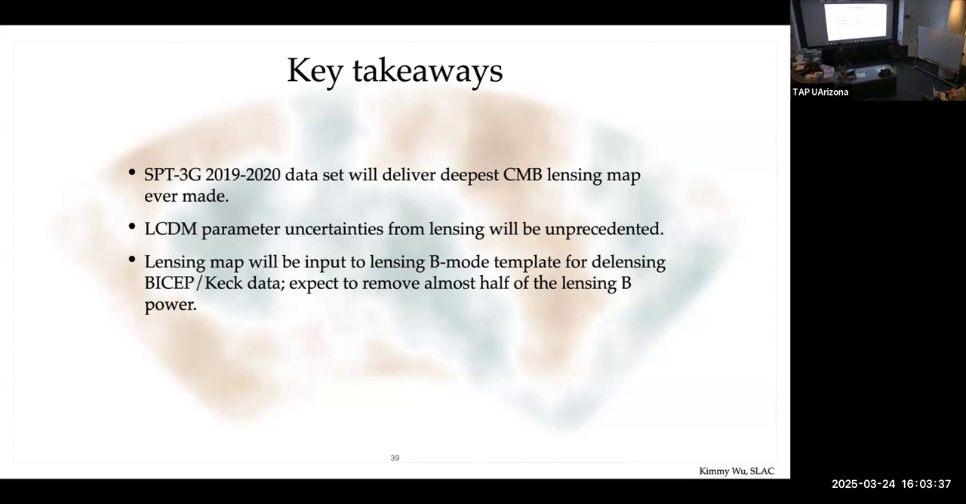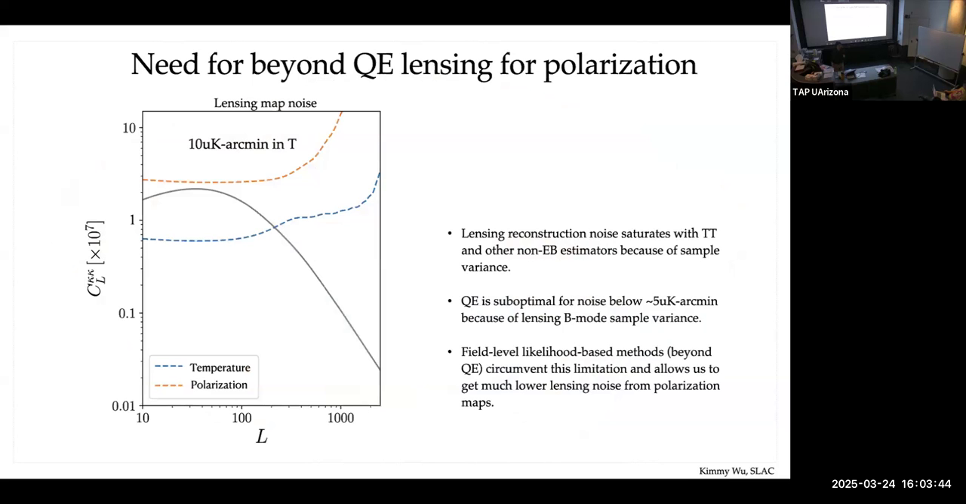Now, the next part of the talk is about field level inference and some of the latest cosmological results from SPT. To motivate that, I want to discuss why we need beyond quadratic estimator lensing, especially in polarization. The example I use is temperature, where we have 2 temperature maps. I haven't really discussed polarization maps, but this is a plot of the lensing power spectrum signal in the gray. And then in the orange is the lensing map noise reconstructed from polarization maps. And then the blue is lensing map noise reconstructed using temperature maps.